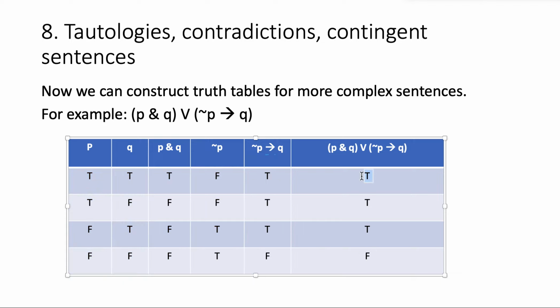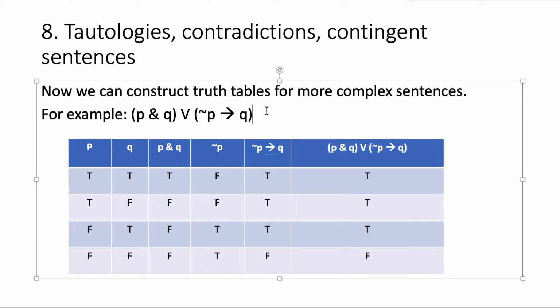And it's true all the time except for what's happening on this final row. So it's true all of the time except for when P is false and Q is false. If both P and Q are false, then this sentence as a whole is also going to be false. At any other time though, it's going to be true.